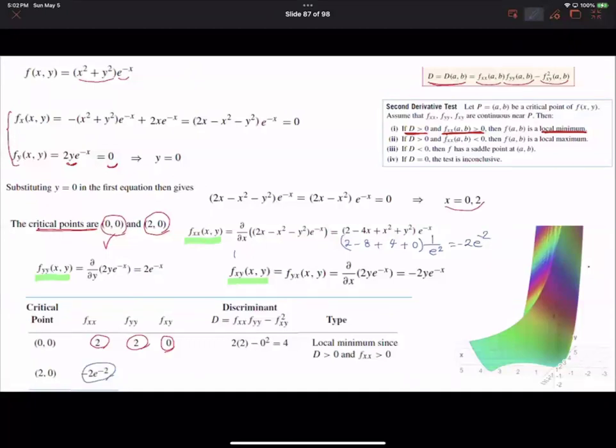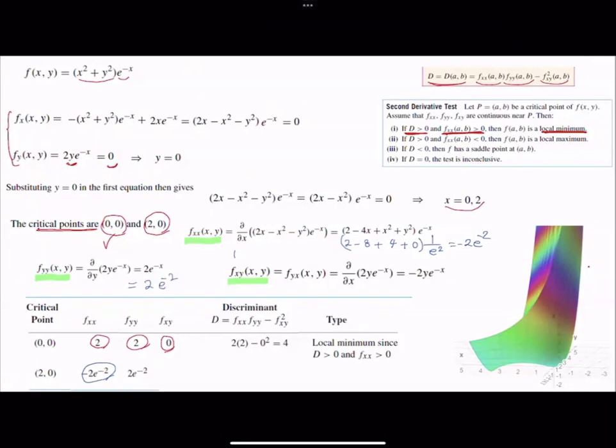Now, if you plug this into the second partial derivative of f with respect to y, this is 2 e to the power negative 2, another positive number. And then if you plug that in here at (2, 0), it is negative 2 times 0 times e to the power negative 2, which is just 0. Perfect. So your discriminant is going to be negative 2 e to the power negative 2 times 2 e to the power negative 2 minus 0 squared, which is a negative number. This is your discriminant, everyone. The discriminant is negative, so you end up with a saddle point.